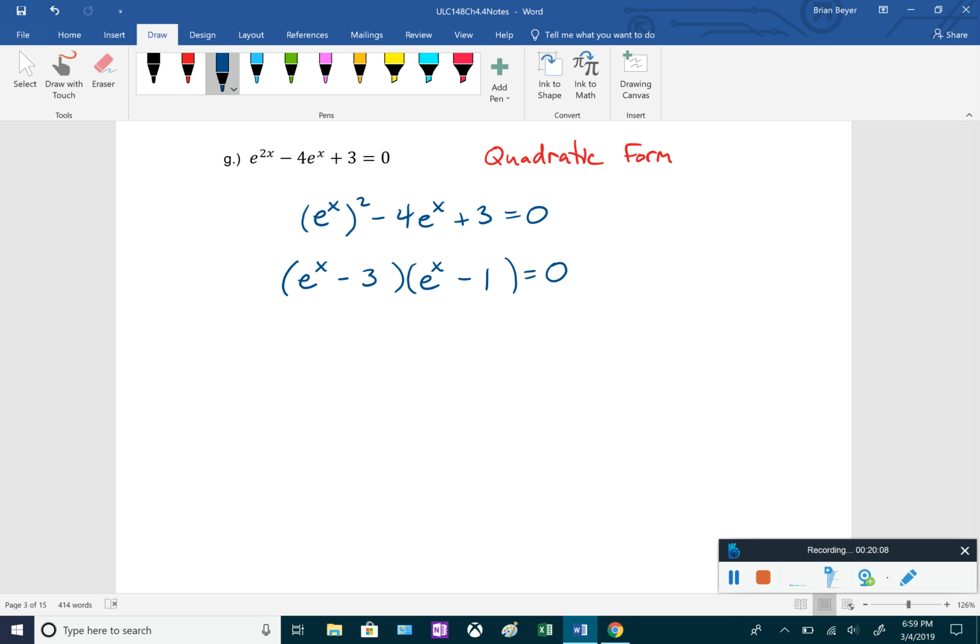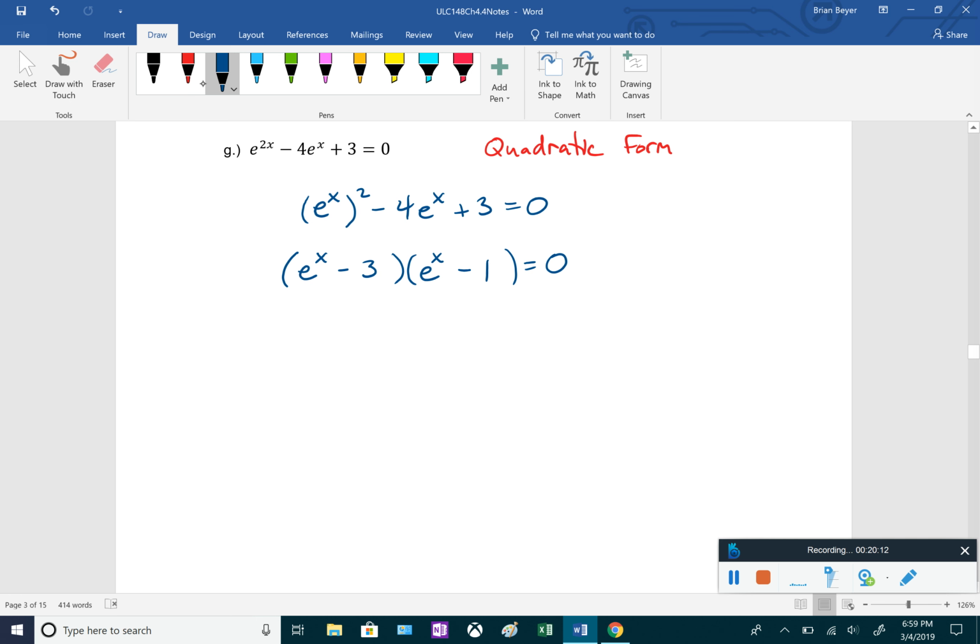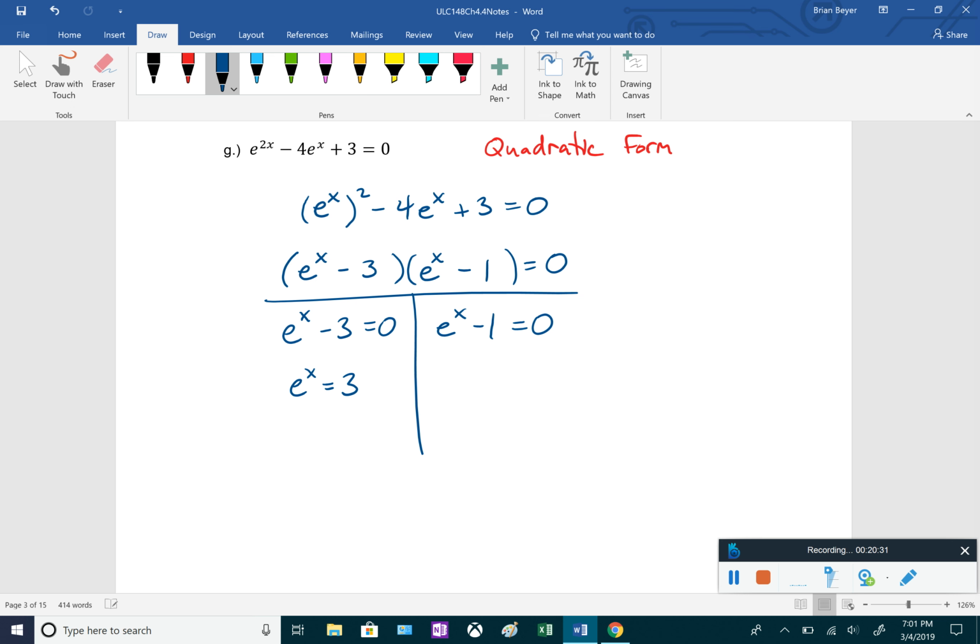So that was pretty easy once you recognize it's in that form, because all we have to do now is use the zero product property and say if that times that equals 0, one of those has to be 0. So solving the one on the left, e to the x minus 3 equals 0. We add 3 to both sides, so now it's like we have these mini exponential equations. So we get e to the x equals 3.